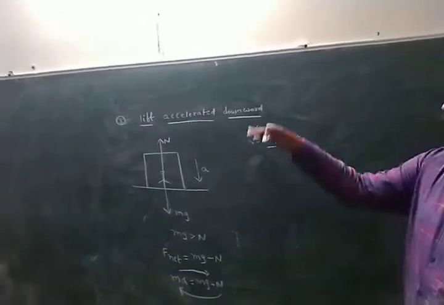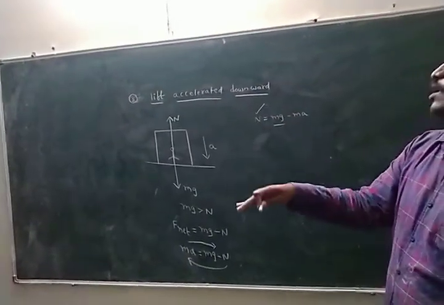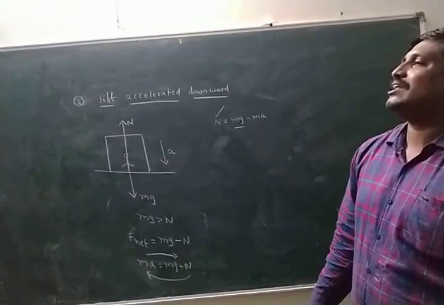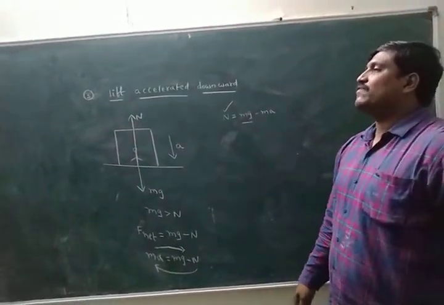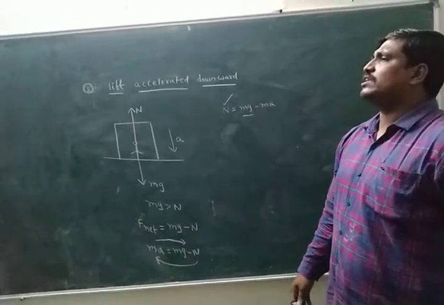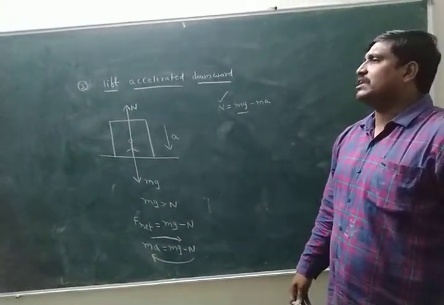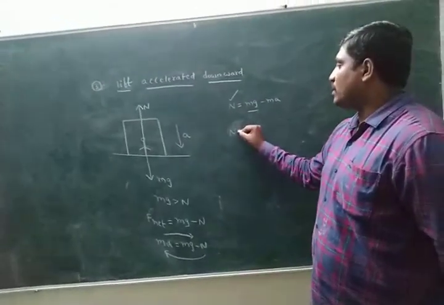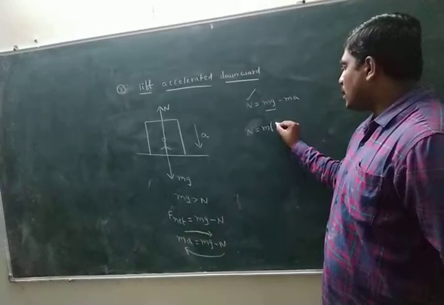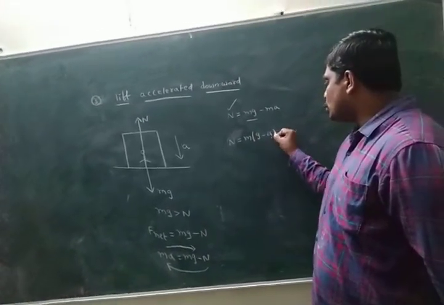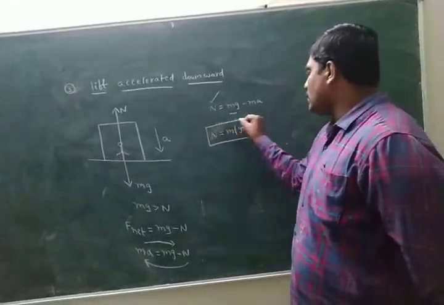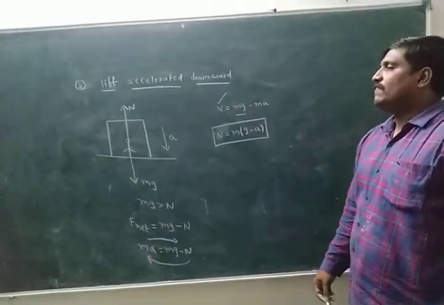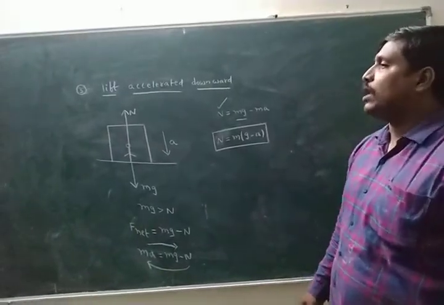That means when a lift is moving downward with acceleration a, the person feels less weight. Here, what is the formula for apparent weight? m into (g minus a). Okay, very important formula. This is applicable when the lift is moving downward.